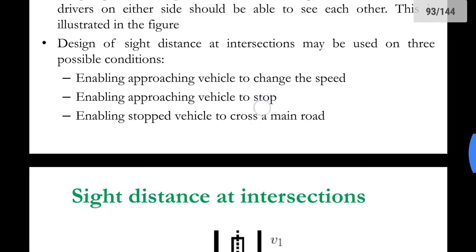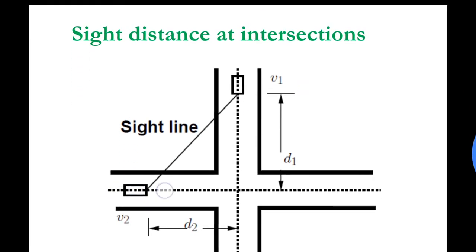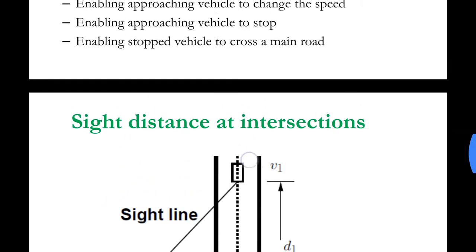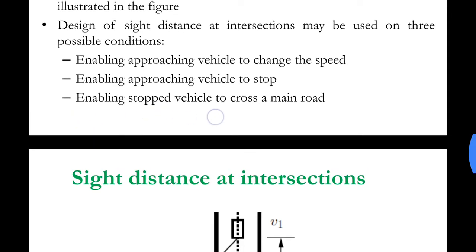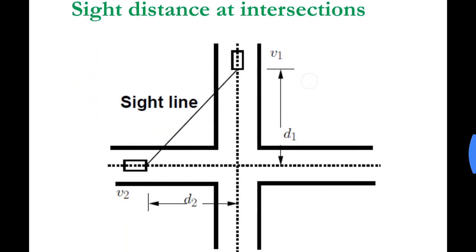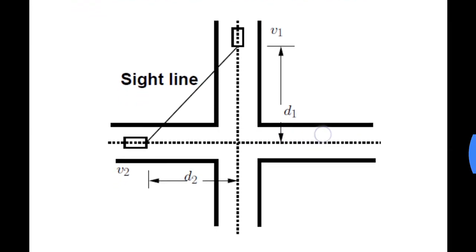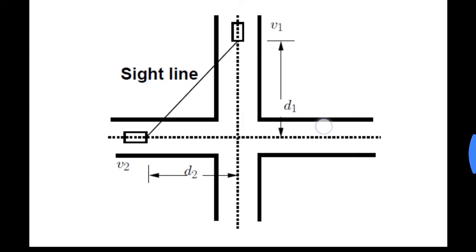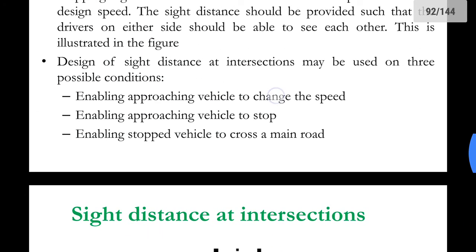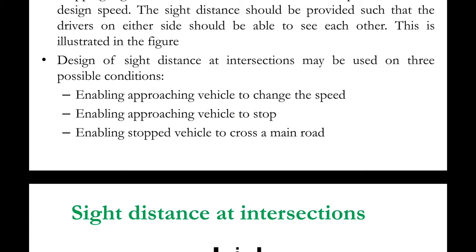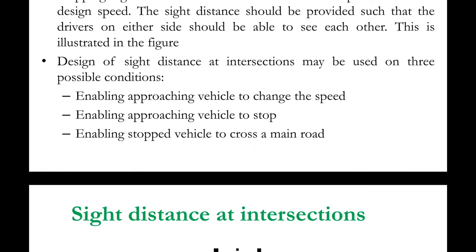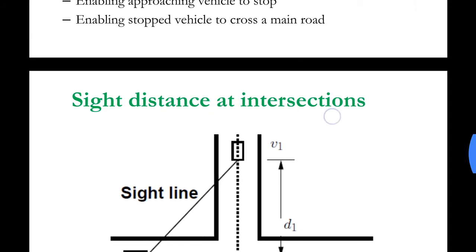Enabling the approaching vehicle to stop. This vehicle should be able to stop within this distance. And enabling the stopped vehicle to cross a main road. If a vehicle is stopped at this point, then a sufficient sight distance should be provided such that it can cross this road and go to the other part of the intersection. So these are the three conditions that we need to satisfy while designing sight distance for intersections.